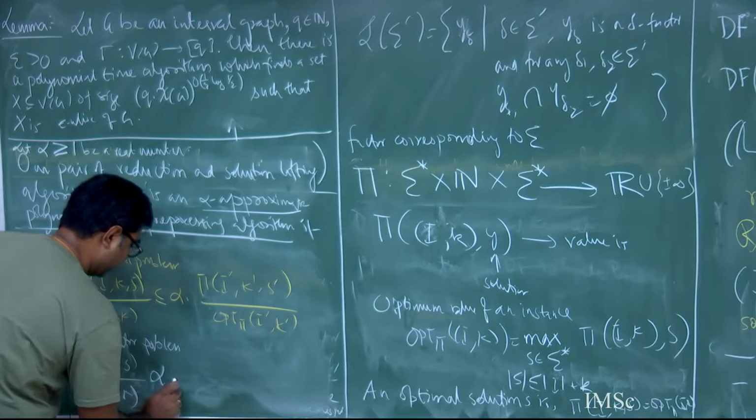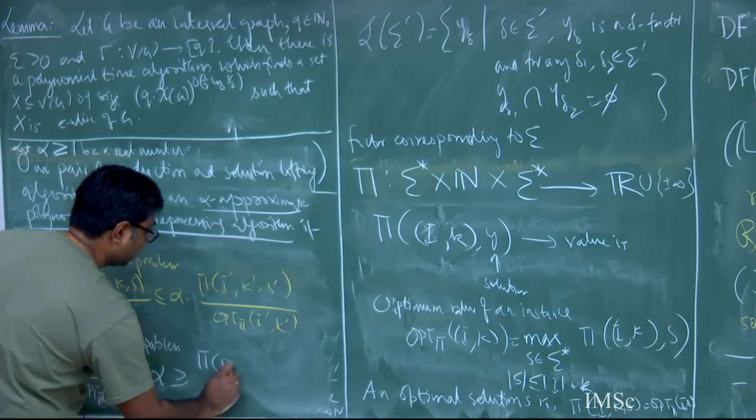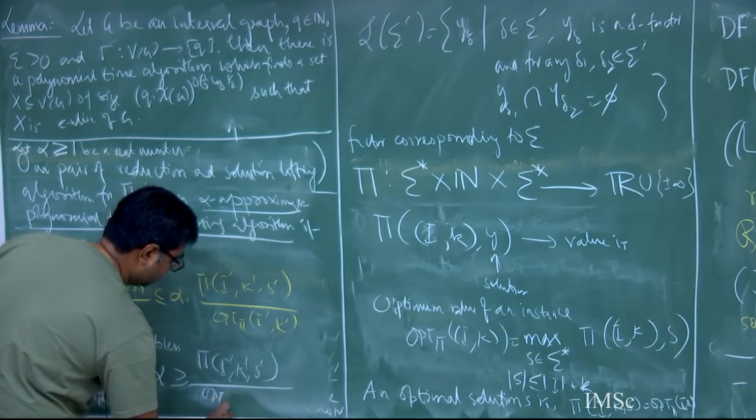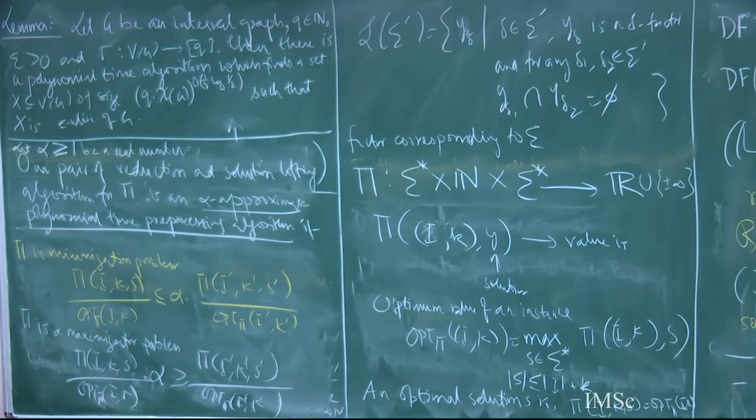Which is the same as saying that this time the alpha is pi I prime k prime s prime divided by opt pi I prime k prime. That's it, right? Because alpha is greater than 1. What happens when, say, max cut? Think. Max cut is an optimization problem, right?